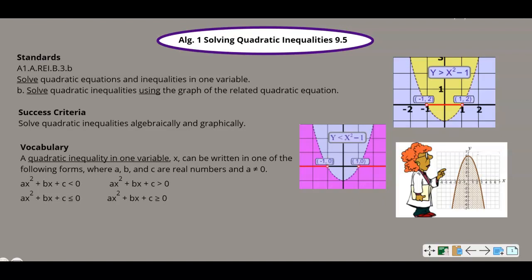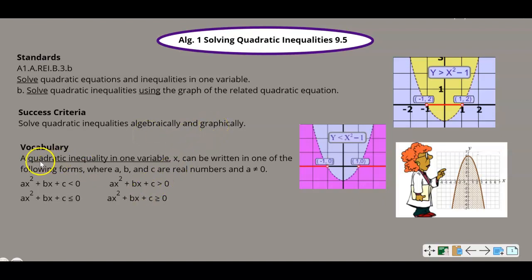Solving quadratic inequalities. All right, so today's lesson, there's only one standard, which is rare, but anyways, one state standard that goes along with this. And to be successful today, you need to be able to solve quadratic inequalities algebraically and graphically.